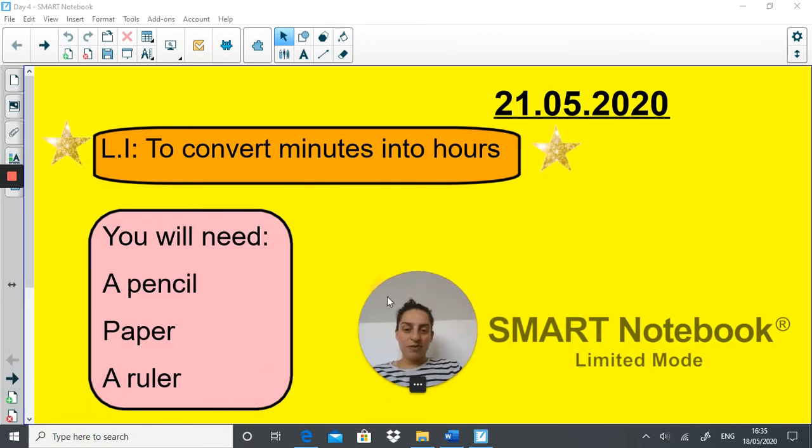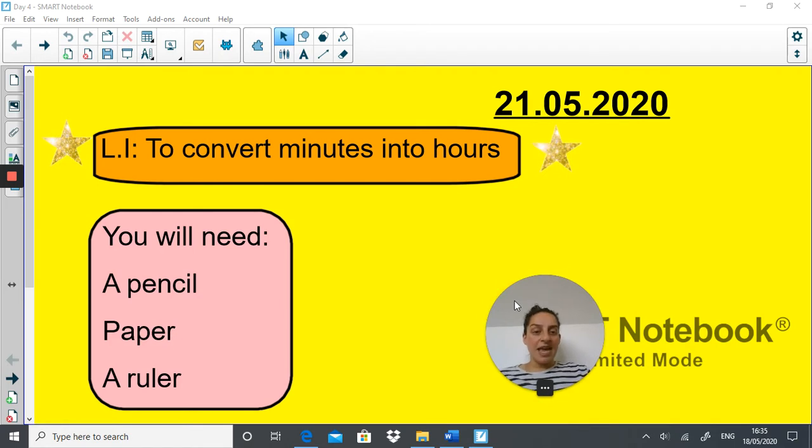Minimize me. So I've moved myself across here. So today is the 21st of May 2020. It's a Thursday, and our LI is to convert minutes into hours, which you will probably remember was the same LI as yesterday, spending another day just recapping and cementing that knowledge into our minds. As always, you will need a pencil, paper, and a ruler. So make sure you have that ready, and we're going to get started.